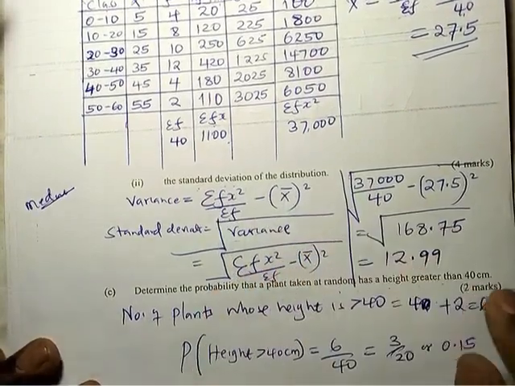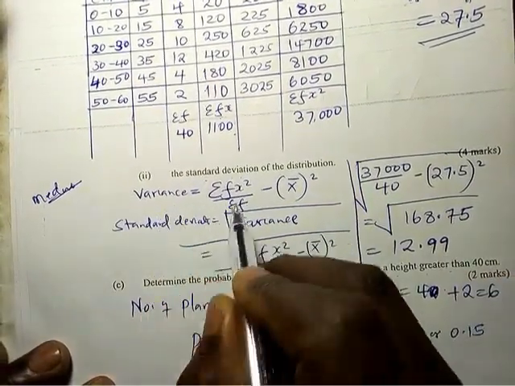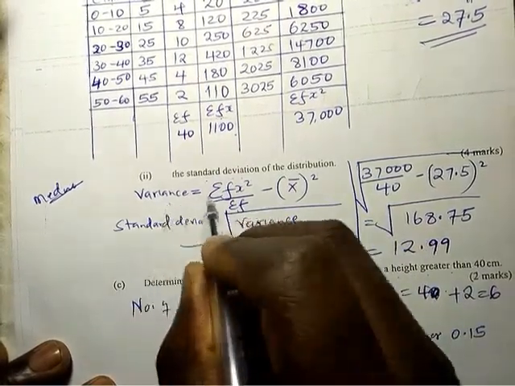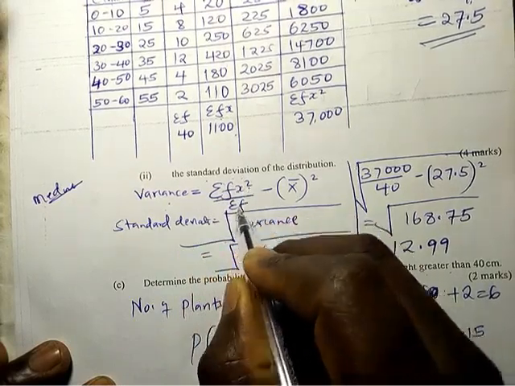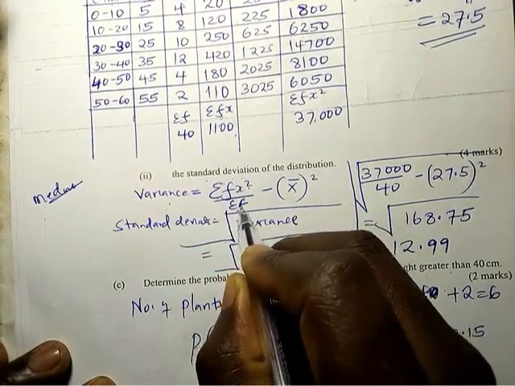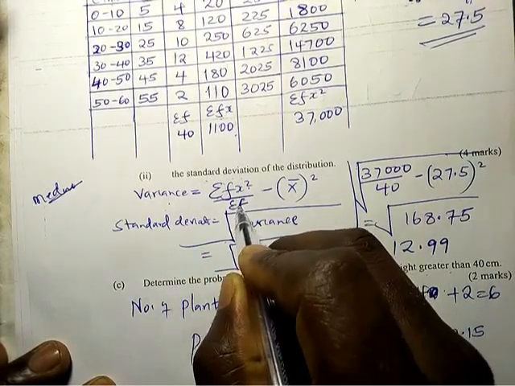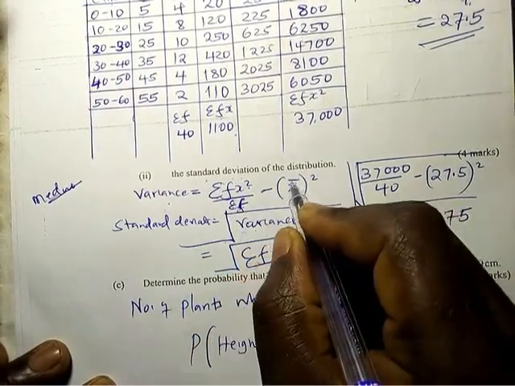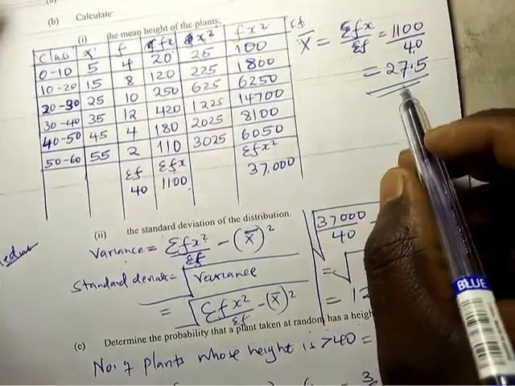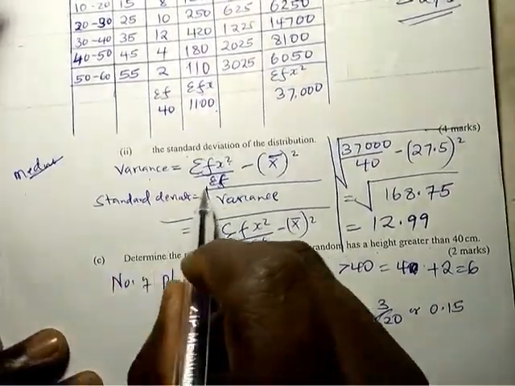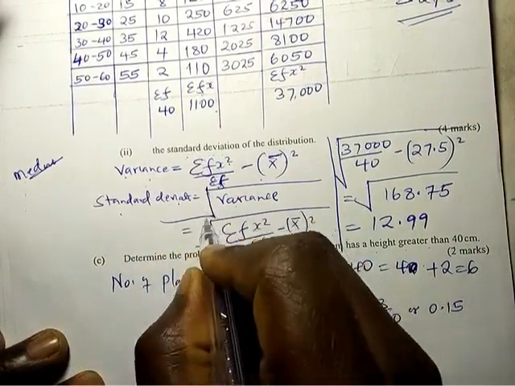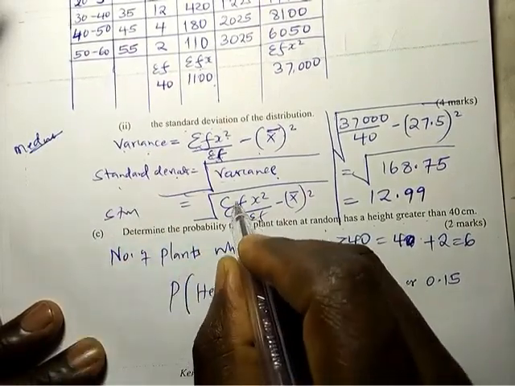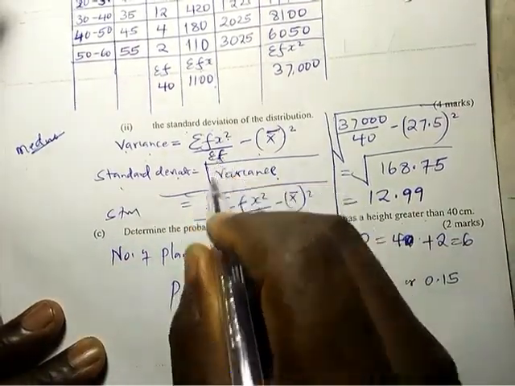Next is the standard deviation. How do you get the standard deviation? Standard deviation is equal to the square root of the variance. But how do you get the variance? Variance is equal to the summation of fx square divided by summation of the frequency, the n. Sometimes we call this the sum n. N stands for the sum of the frequency minus the mean square. Mean square ndio hii tuko nayo, so you square. Therefore, kama hii ni variance, then standard deviation is the square root of the variance. Sawa sawa.